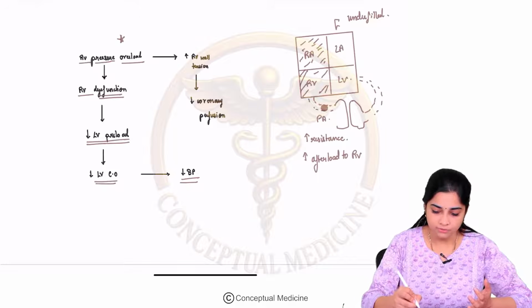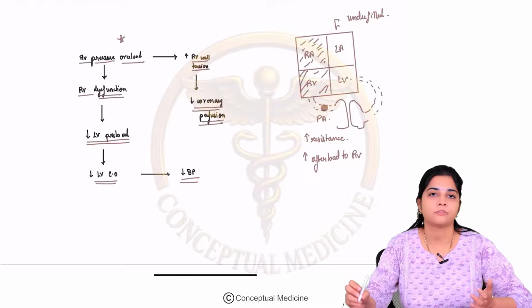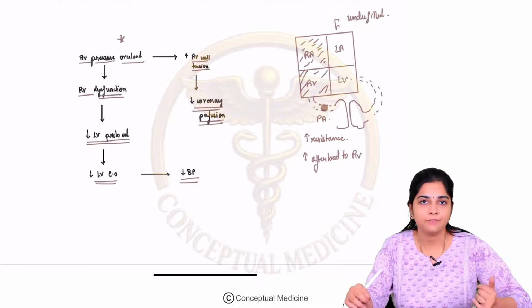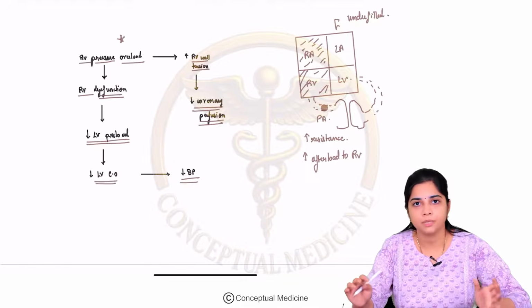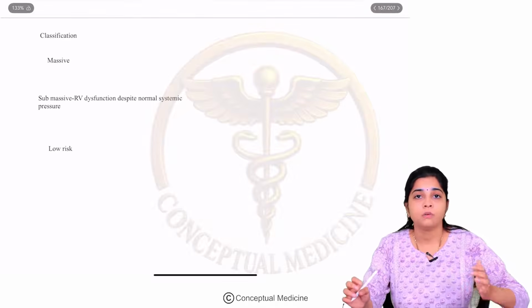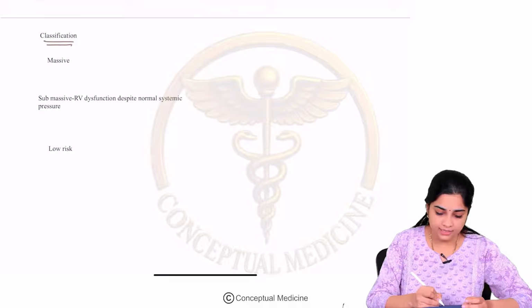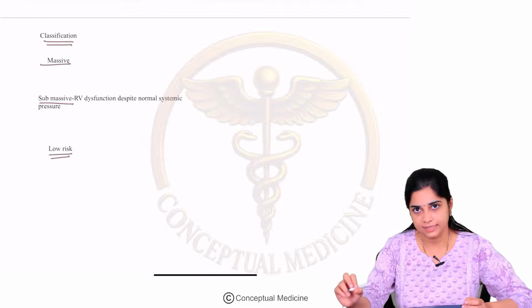Also, an increase in the RV wall tension is going to cause decrease in the coronary perfusion as well. Fine. So this is about the various pathophysiological changes and how the heart is affected during a pulmonary embolism. So, coming to the classification of PTE, it can be classified as massive, submassive and a low risk PTE.